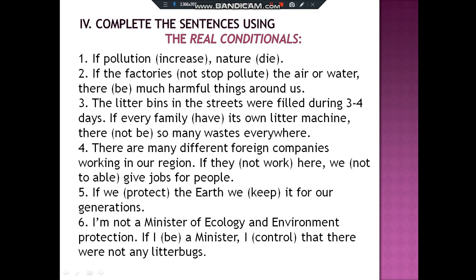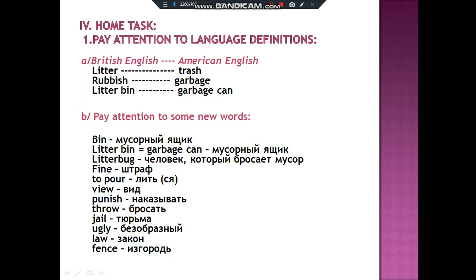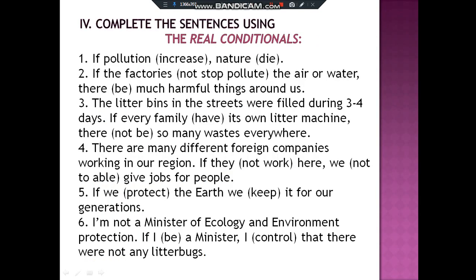Next task: complete the sentences using the real conditionals. In written form. Your home task: pay attention to language differences between British English and American English. Litter, trash, rubbish, garbage, litter bin, garbage can. Pay attention to some new words: bin, litter bug, fine, to power, view, punish, throw, jail, ugly, law, fence.